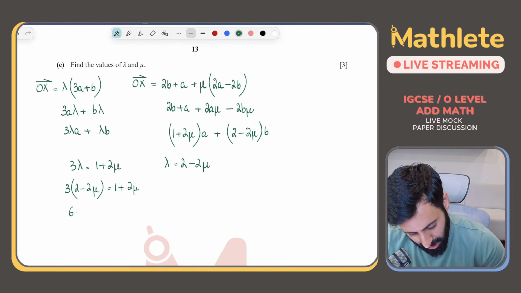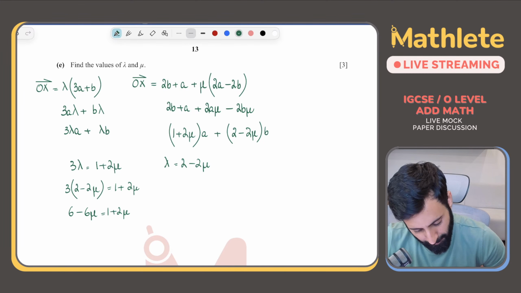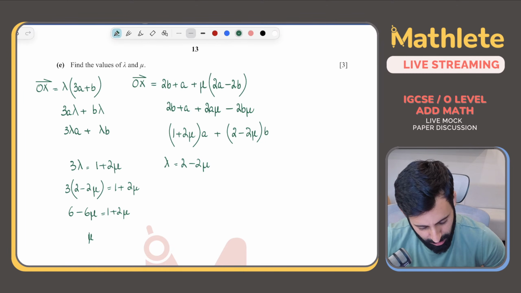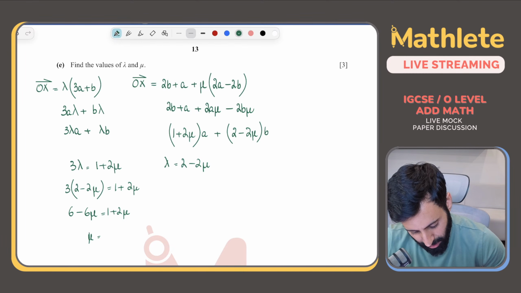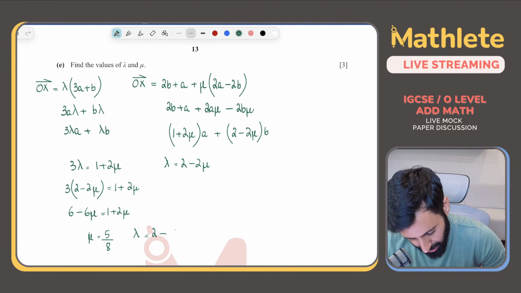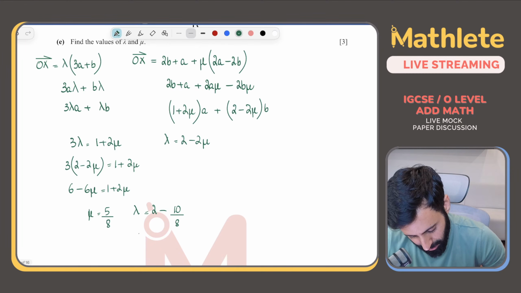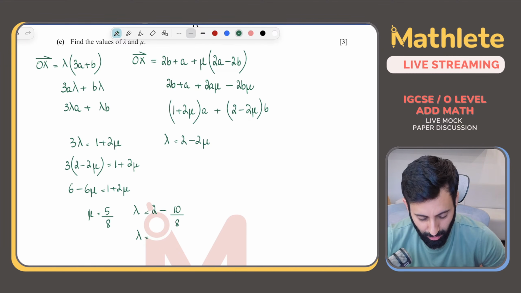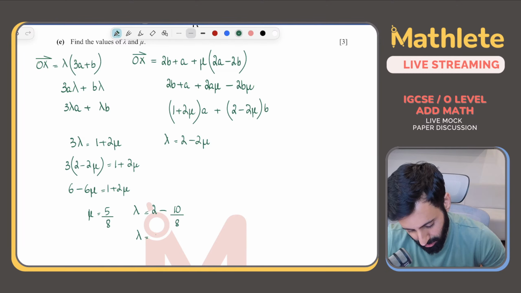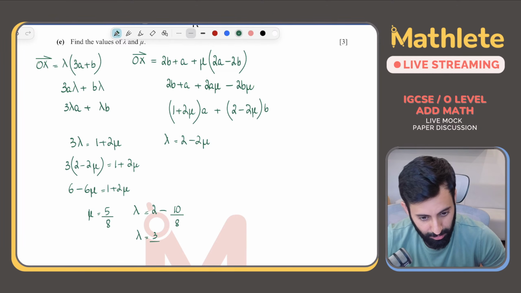Alright. So 6 minus 6 mu equals 1 plus 2 mu, which leads to the conclusion that mu is equal to 6 minus 1, which is 5, so 5 upon 8. And then lambda is equal to 2 minus 5 times 2, which is 10, so 10 upon 8. 10 upon 8 means 5 upon 4, so that means 8 minus 5, that's 3, 3 upon 4. So lambda is equal to 3 upon 4.